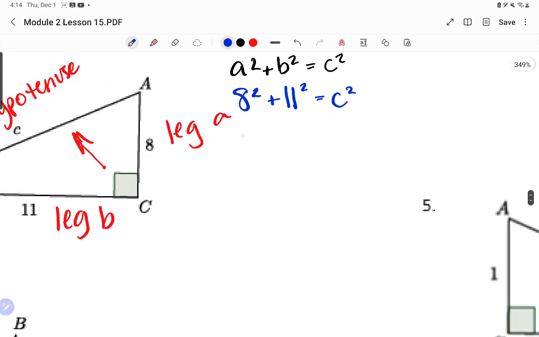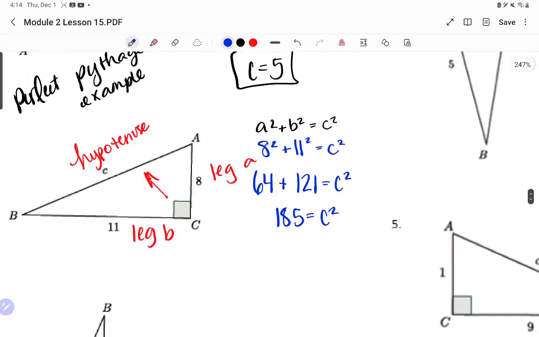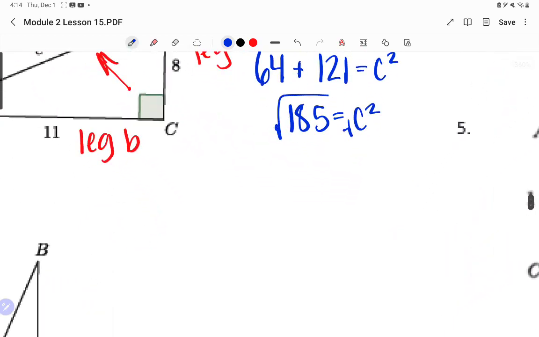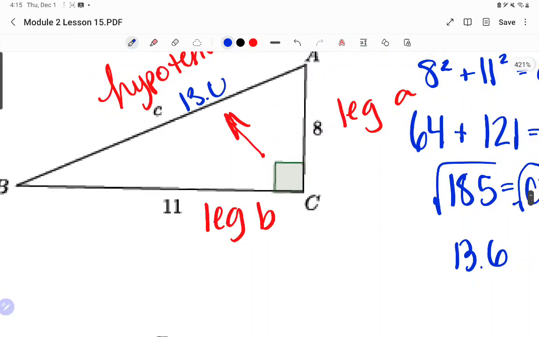All right, so we know that 8 squared, 8 times 8 is 64, and 11 times 11 is 121, and we still don't know what c squared is. So then we're going to have 64 plus 121, which is going to add up to equal 185 equals c squared. So now you're going to take the square root of both sides and enter that into your calculator to see what you get. If you got 13.6, you would be correct. So the length of our hypotenuse is 13.6.